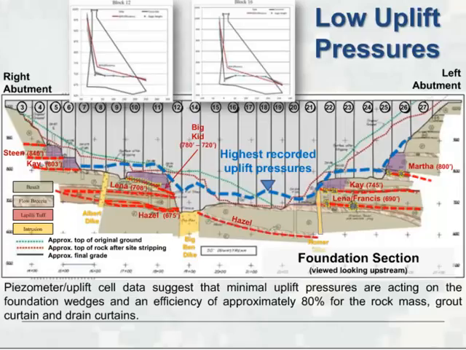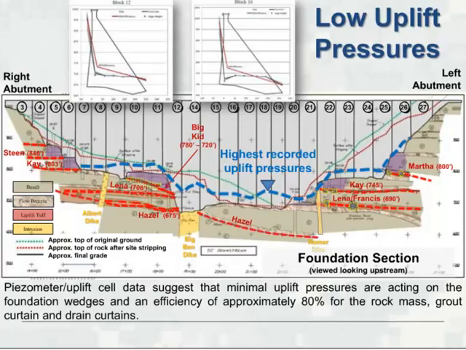Then we also need to look at the uplift pressure. The uplift pressures at Green Peter Dam are very favorable for this scenario because we have the two drain lines. We've got the one at the heel and the one mid footprint. All the uplift data and uplift cell data that we've been able to compile indicates that we have upwards of 80% of rock mass and drain efficiency.